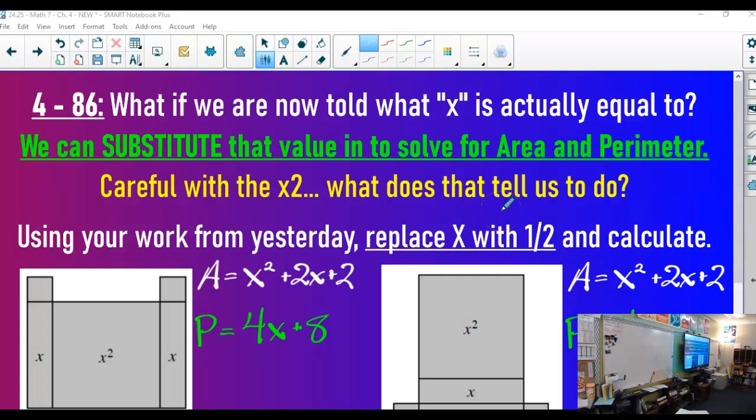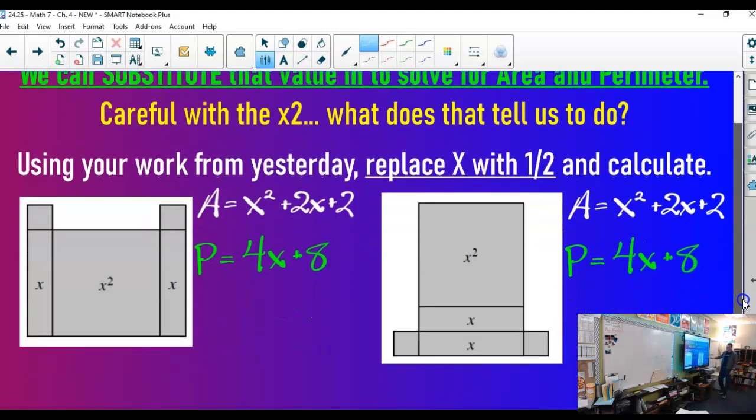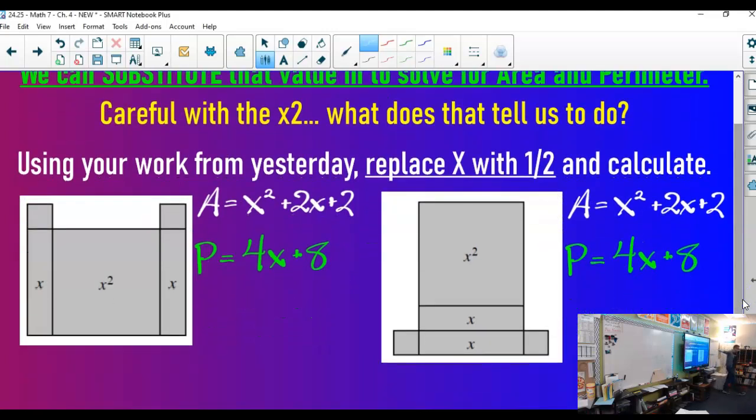Start chatting with each other. This should be going on graph paper. It's okay if we get it wrong right now. That's the whole point. Now we're going to replace x with 1/2. It shrunk way down. We're going to start writing the same thing again, except we're replacing x with 1/2.